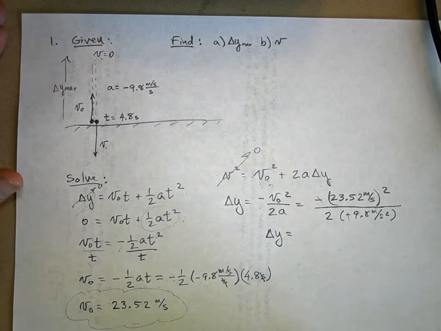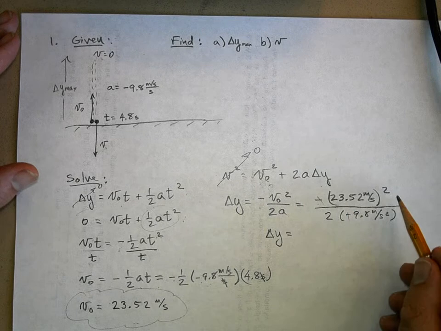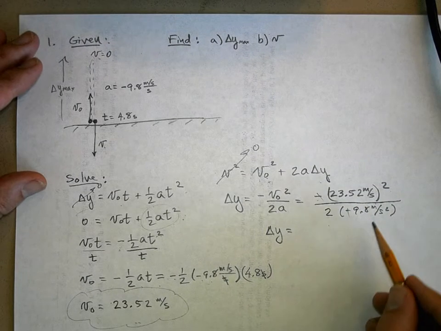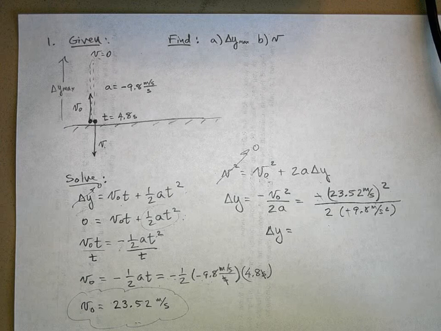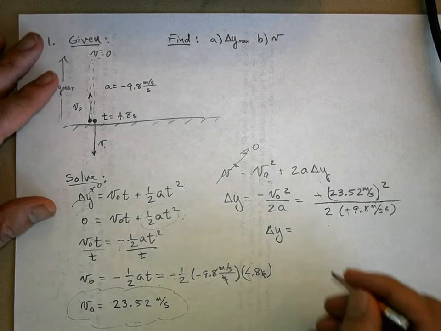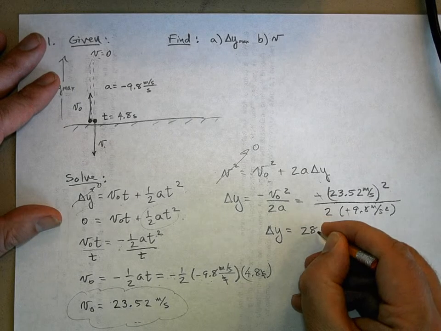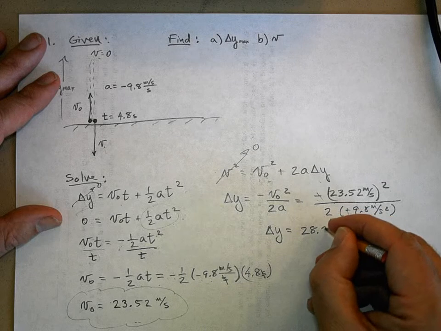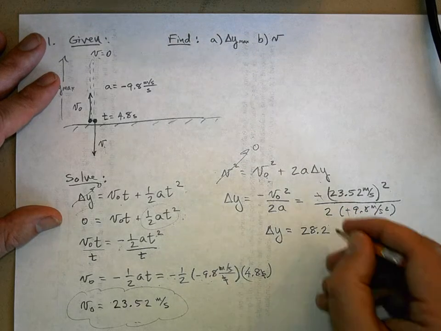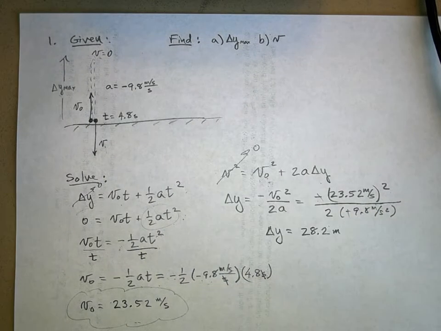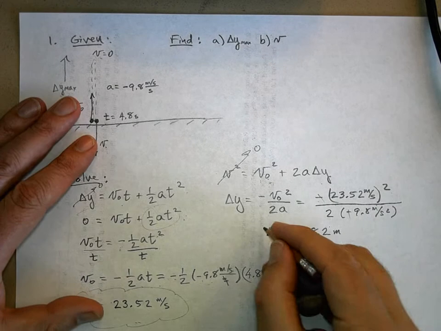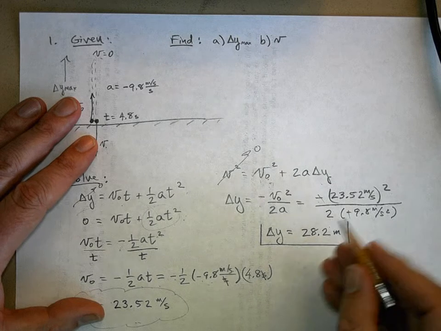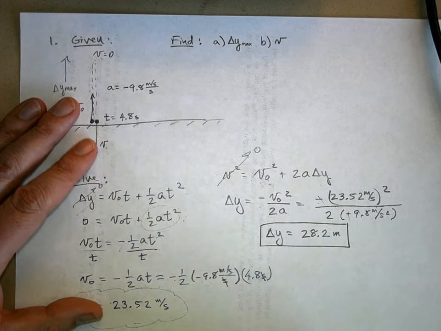I need someone to do the math for me. What is 23.52 squared divided by 2 and then divided by 9.8? 28.24? 28.224? How about 28.2? We'll just round it off. Does everybody agree with that? I'd like more than one. I'd like that to be confirmed. Yeah, is that what you got? Okay. Thank you. Sorry for doubting you, Ryan, but you know, one has to check one's work.